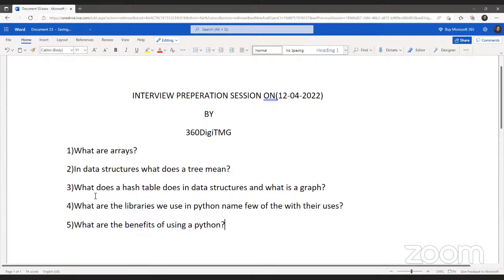what are the benefits of using Python? If anyone knows the answer, can ping me in the chat box and we'll discuss the answer within a minute.